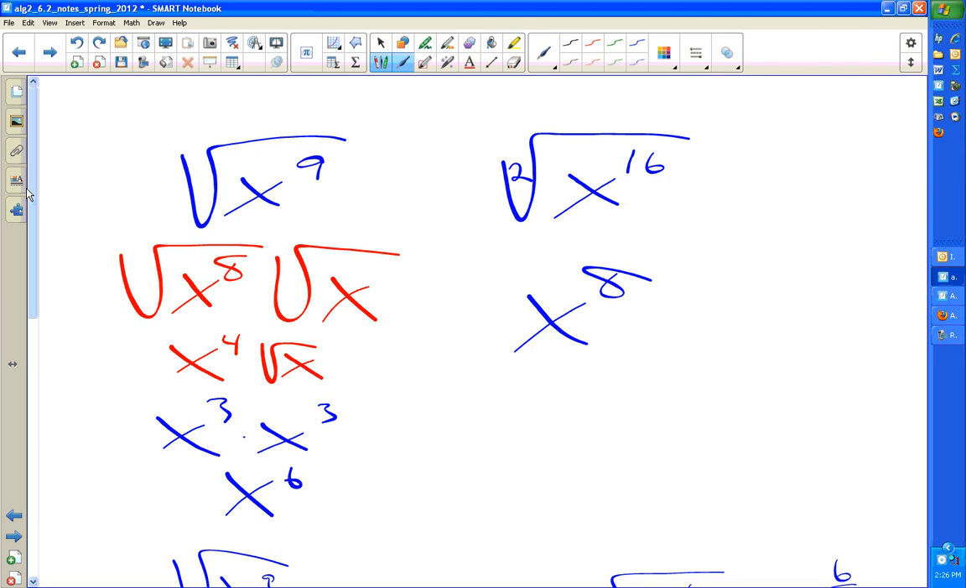Now x to the 8th is the biggest perfect square. It's the biggest multiple of 2 that's less than 9. That's why I want to go x to the 8th and x.